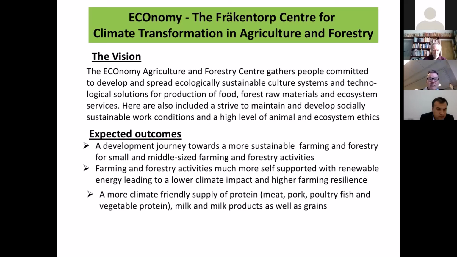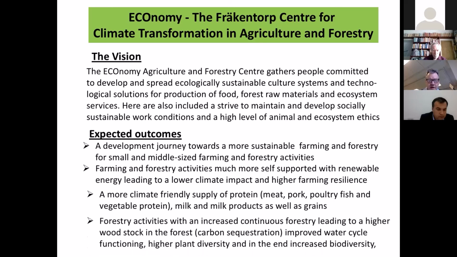We would like to have a more climate-friendly supply of protein, meat, pork, poultry, fish, and so on. And then milk products as well as different types of grains.